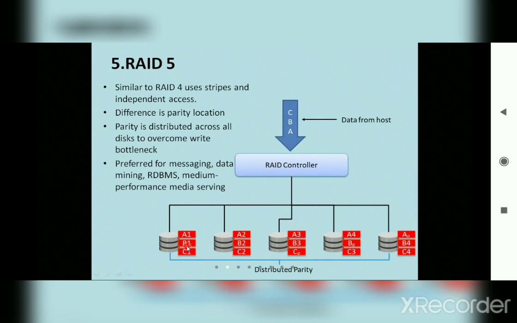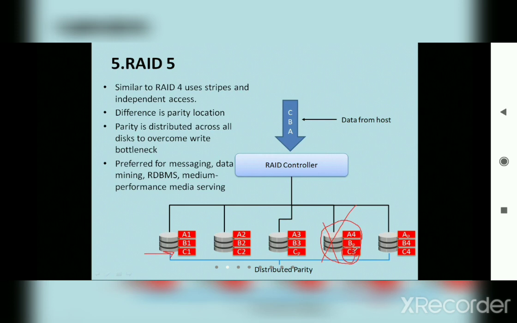Now where is this application being used? Especially they are using it in messaging, in data mining, in relational databases, and in media serving. So if any changes are being done, they are going to recover the data at a much faster rate. Please remember these parity bits: if this particular disk is going to fail, the data of the stripe C, C3, will be lost.